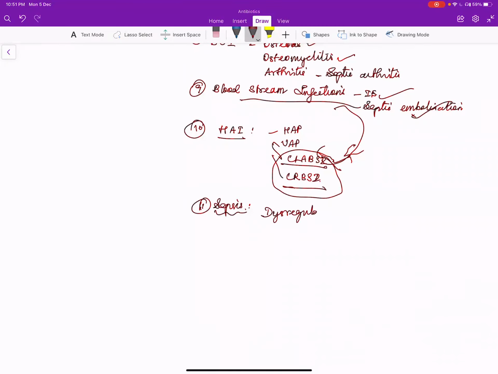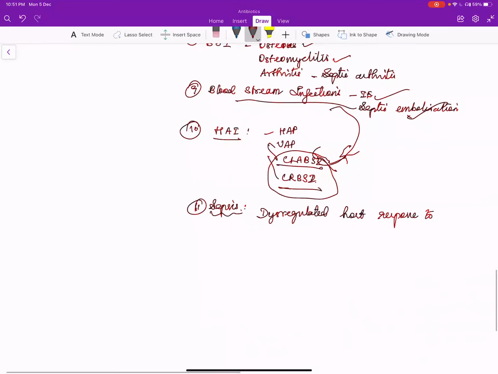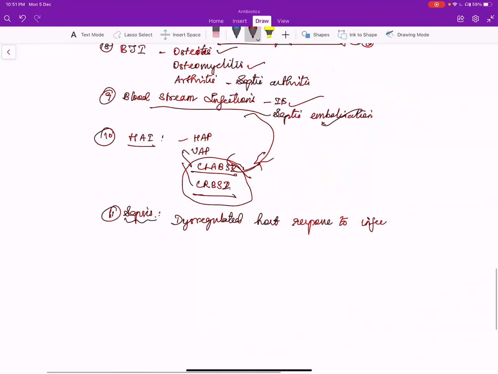Sepsis is not infection. It is a dysregulated host response to infection. Till now we were discussing only the infection. When the body tries to fight it, the body becomes dysfunctional because of that. The body secretes more inflammatory mediators, and those mediators cause vasodilation and other problems. Then we call it sepsis.